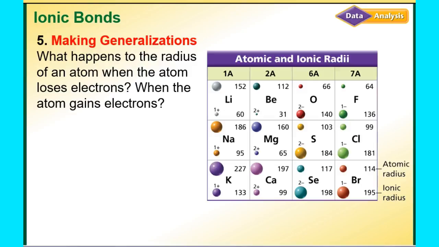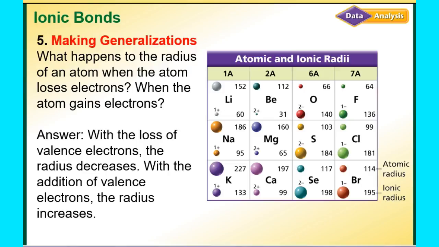What happens to the radius of an atom when the atom loses electrons? When the atom gains electrons? With the loss of valence electrons, the radius decreases. With the addition of valence electrons, the radius increases.